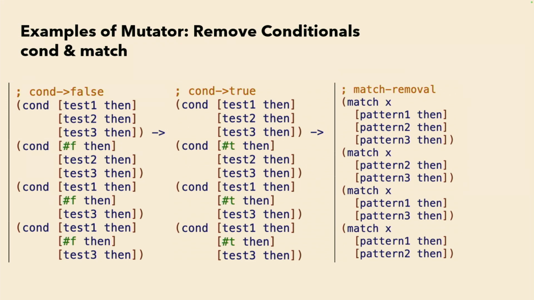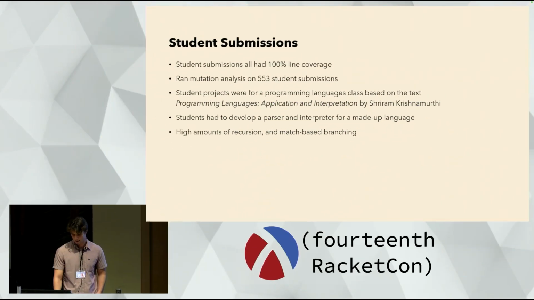And then there's one that I decided to add into the Racket mutator that doesn't really exist in Java, just because Java doesn't really have a match statement. But I found that a lot of students were using match as a Boolean flow operator. So what the match removal will do is take a pattern and remove it from existence from the code. So it'll remove that branch from ever trying to run. And that's what the match removal does.